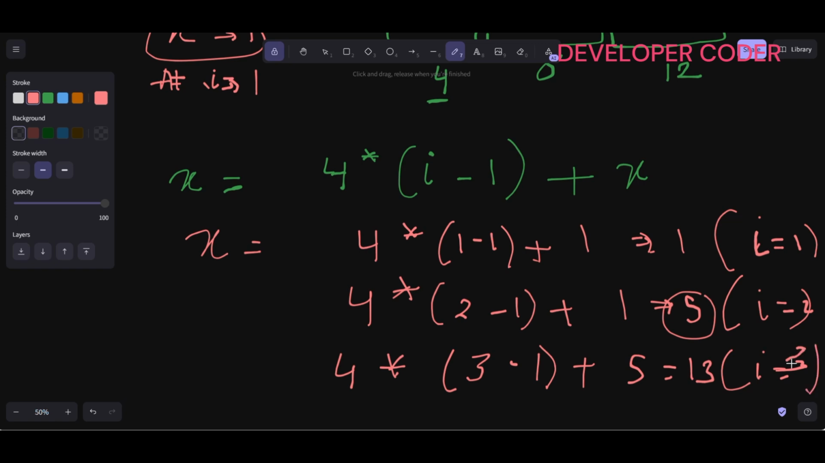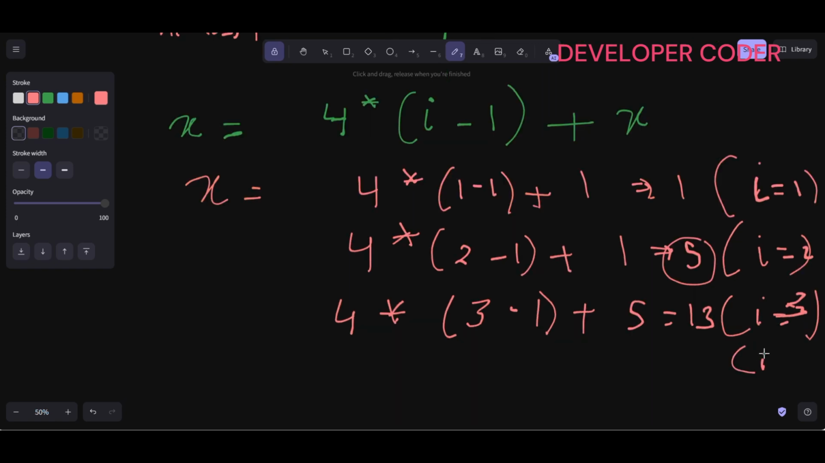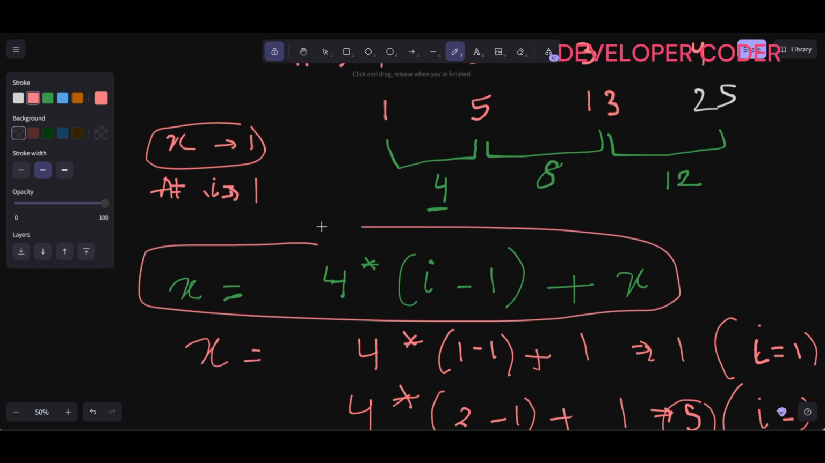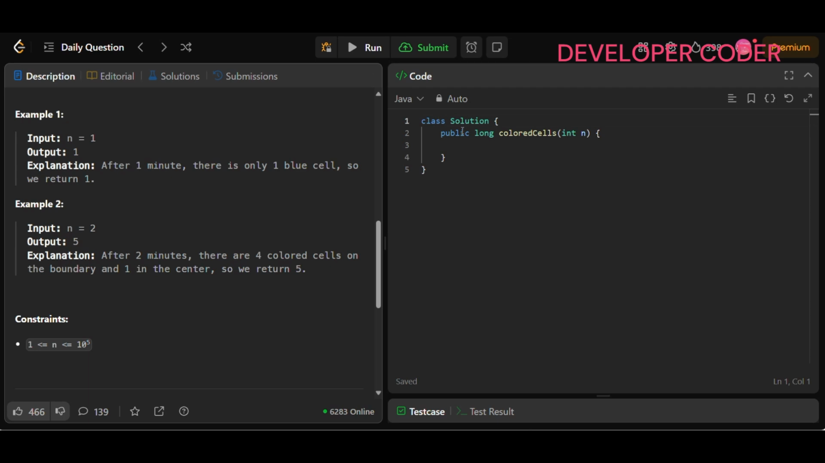All right. Then for I is equal to 4, let's say I is equal to 4. So 4 into 4 minus 1 plus previous value of x, which is 13. So here 4 into 3 is 12, 12 plus 13 is equal to 25. This is the output. So this is the formula that I have derived here. First let's solve this problem using this formula, then I will derive one more formula from this.